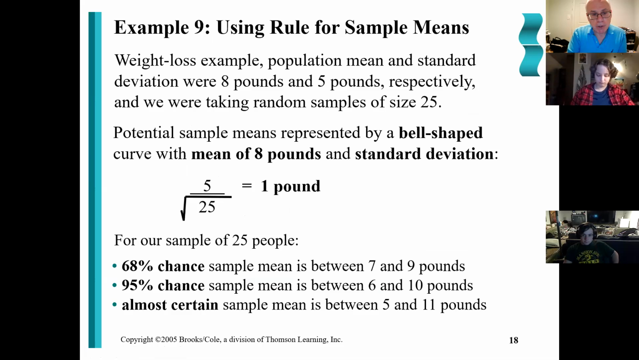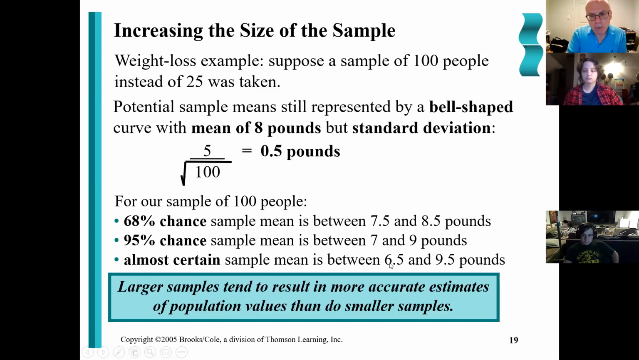Look on the previous page. We were almost certain that the sample mean is between these two values, but now with a bigger sample, it's much narrower, isn't it? It's half as narrow, right? The distance between these two numbers is half what it was before. So that's the point. Larger samples tend to result in more accurate estimates of population values than do smaller samples.